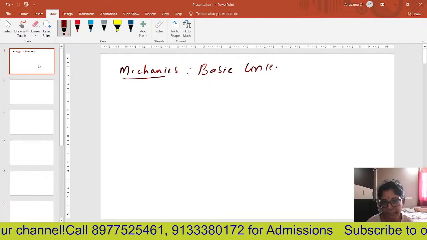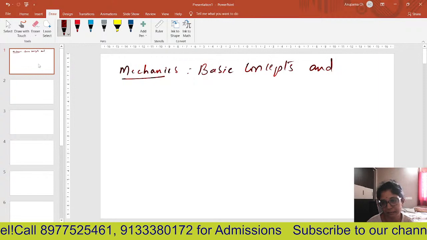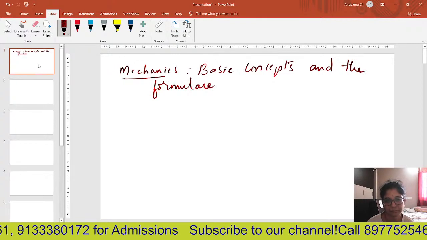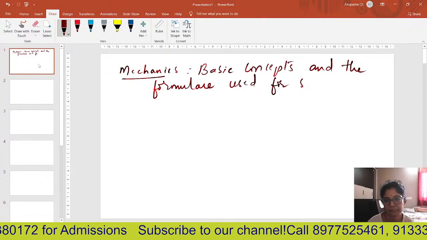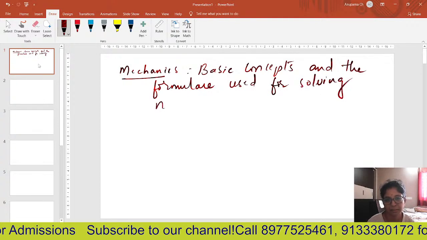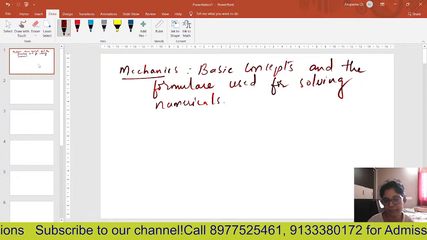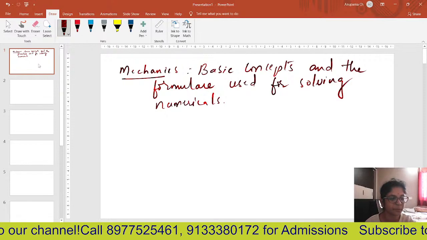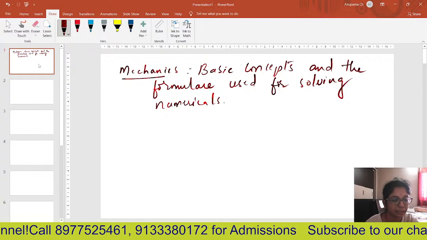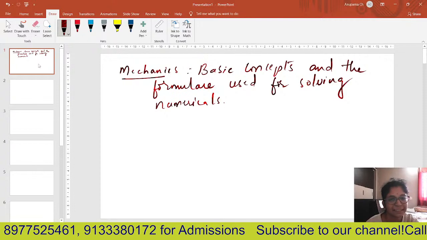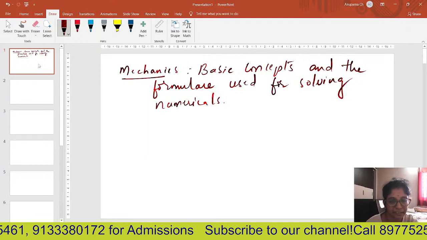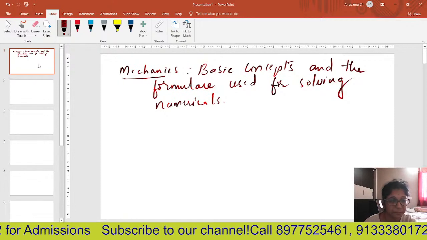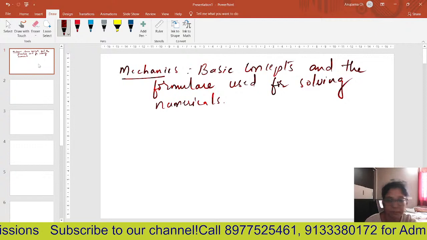Basic concepts of mechanics and the formula which are used in solving the problems. Do you know what are all the things we have in mechanics part? I think you all know mechanics plays a very important role. Almost 30 to 40% of the question paper consists of the mechanics problems only, right?